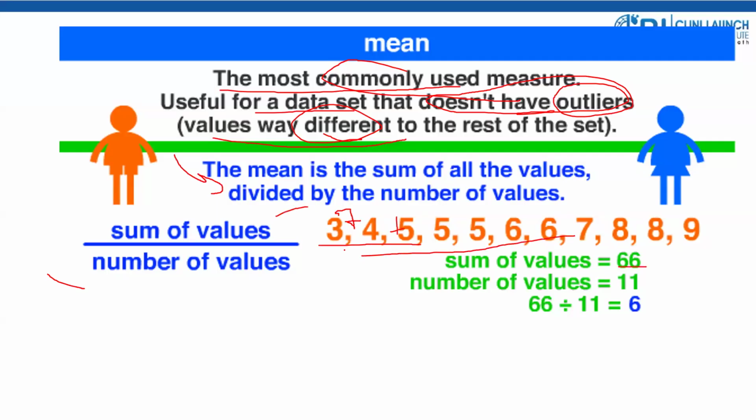If you count your total number of samples, there are 11 digits, right? 1, 2, 3, 4, 5, this is 6 digits and these are 5 digits. Total, the sample size is 11. So 66 divided by 11, the mean is 6.